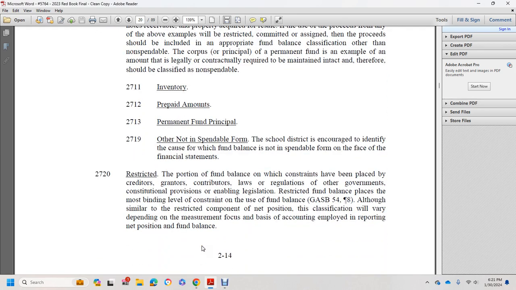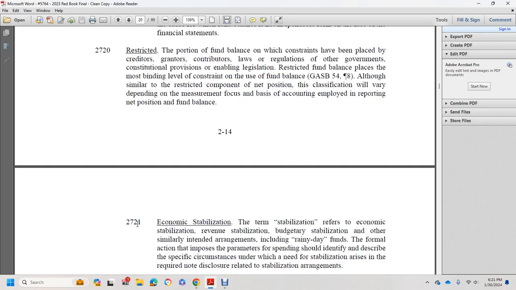2720, restricted. The portion of fund balance on which constraints have been placed by creditors, grantors, contributors, laws or regulations of other governments, or by constitutional provisions or enabling legislation. Restricted fund balance is placed at the most binding level of constraint on the use of fund balance. Governmental Accounting Standards Board 54, paragraph 8. Although there is a similar restricted component in the net position classification, it will vary depending on the measurement focus and basis of accounting employed in reporting the net position and fund balance.